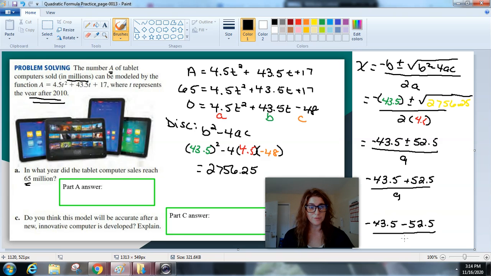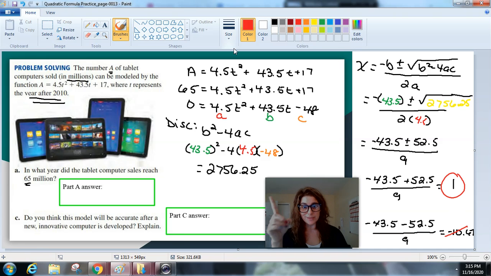Again, from here, this is just a matter of calculator. I would actually calculate the top first, hit enter, then divide by 9, because sometimes it divides the wrong things by 9. The first one actually comes out to a 1. The second one comes out to a negative 10.67. Again, just like the previous problem, this one doesn't make sense. We're talking about years. So we're not going to use this one. We're going to use the 1.